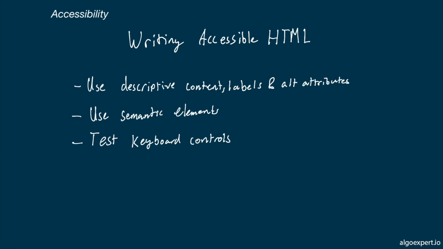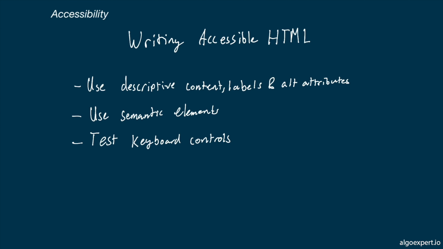This means that at the core of writing accessible HTML is writing HTML that will properly fill out the accessibility tree. And there's a few ways we can focus on doing that. So first, we need to make sure we are using descriptive content, labels, and alt attributes. Next, we want to make sure we are using the semantically appropriate elements. When we do this, the accessibility tree will get automatically filled in based on what element we use. However, if we use generic elements, such as a div, which is just a generic wrapper element, then we will have a very unspecific accessibility tree, and our website won't be very accessible.